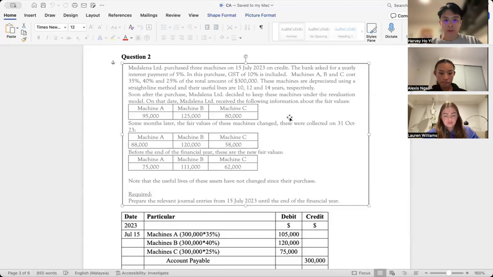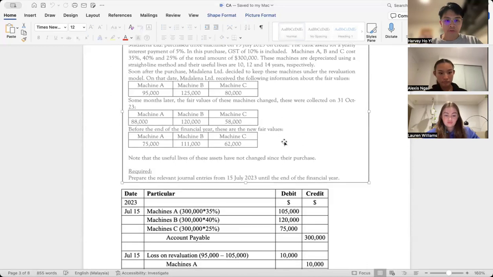On the date, the company received the following information about the fair value. Machine A has a loss on revaluation of 10,000. Machine B has a gain on revaluation of 5,000, and machine C also has a gain on revaluation of 5,000.